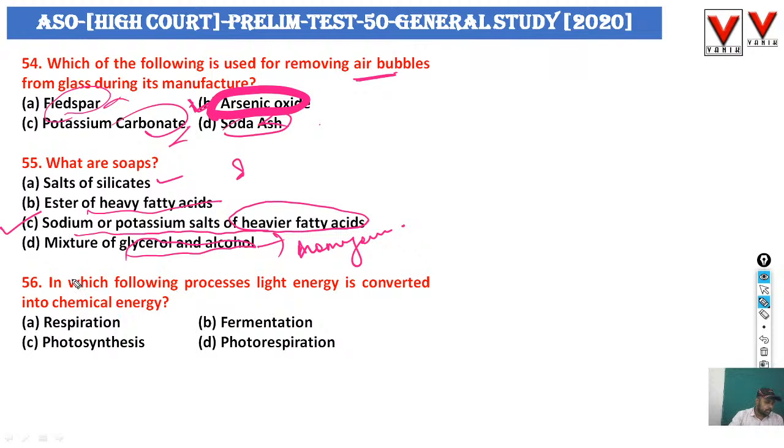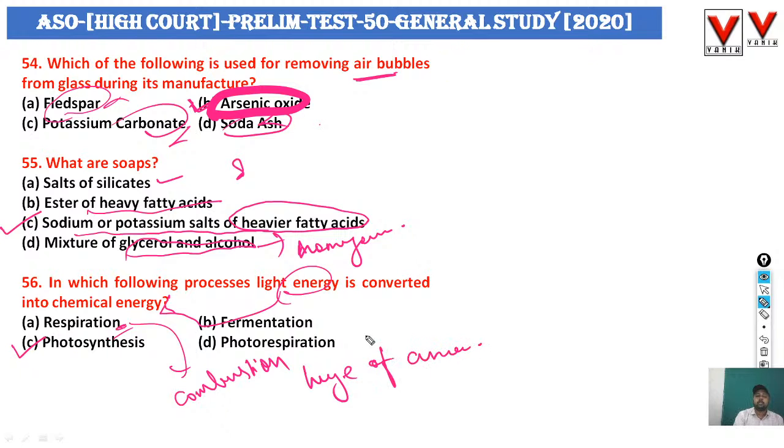Moving on to the next, question number 56. In which of the following processes is light energy converted into chemical energy? It is simply the process of photosynthesis. That is the only process in which light energy is converted to food energy or chemical energy. In the respiration process, combustion of food particles takes place with release of a huge amount of energy in your body.